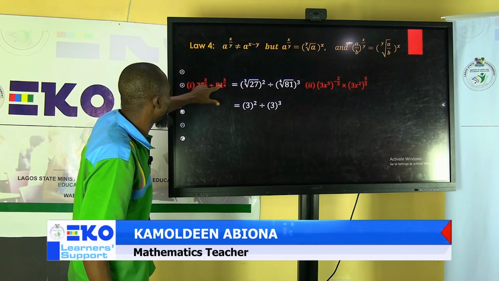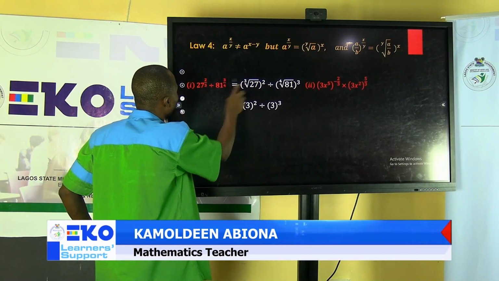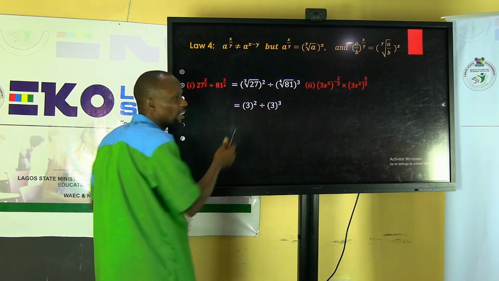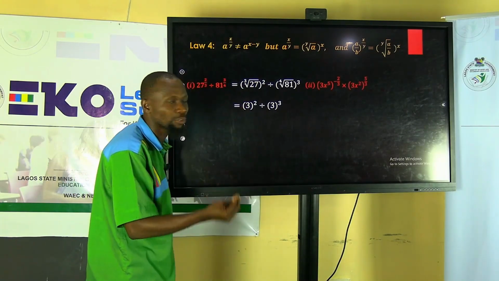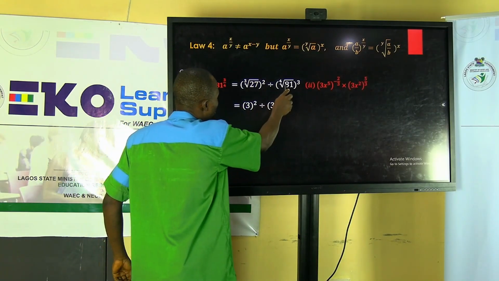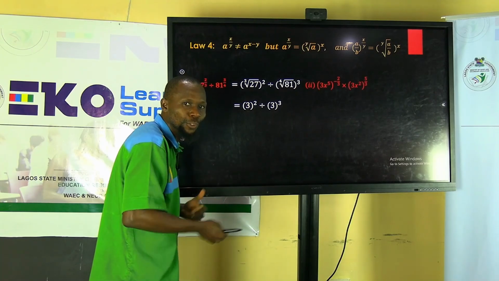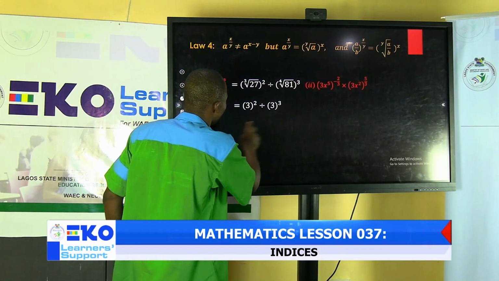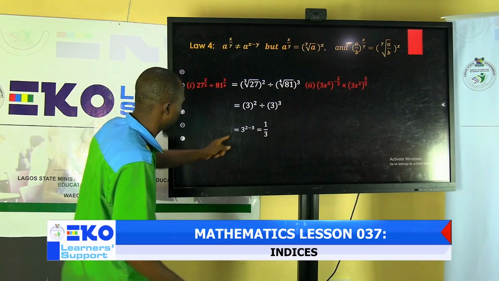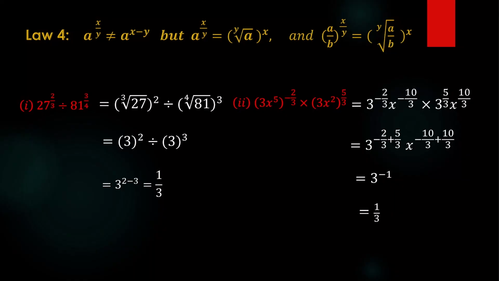The 3 here is the what? It is the root. Third root of 27 raised to power 2. And third root of 27 means a number you multiply by itself 3 times to get 27, that is 3, so squared. Fourth root of 81, a number you multiply by itself 4 times to get 81, that is 3, so cube. And you get the result for that. So you have 3 raised to power 2 minus 3, and that is 3 raised to power minus 1, which is the same thing as 1 over 3.